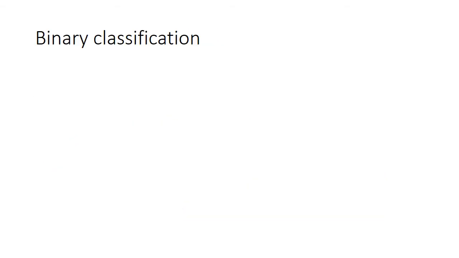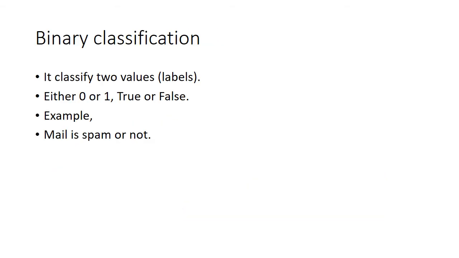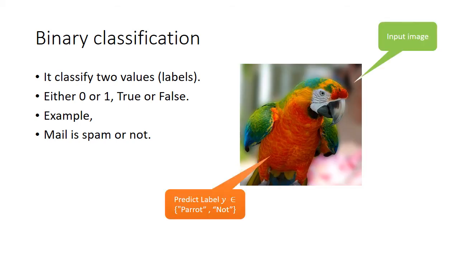Let's start with binary classification. It is very simple. It has only two types of label data, such as whether the mail is spam or not, image is parrot or not, something like that. The value of Y, that is our output or label, is either 0 or 1.